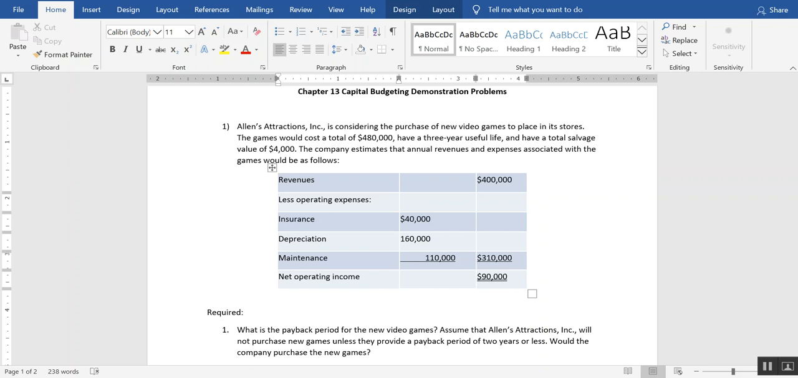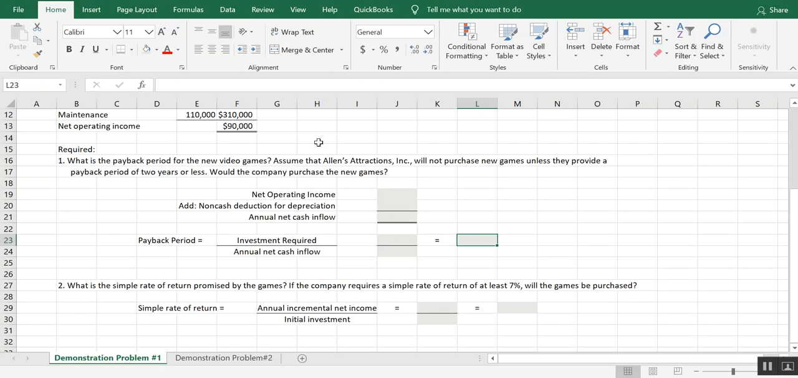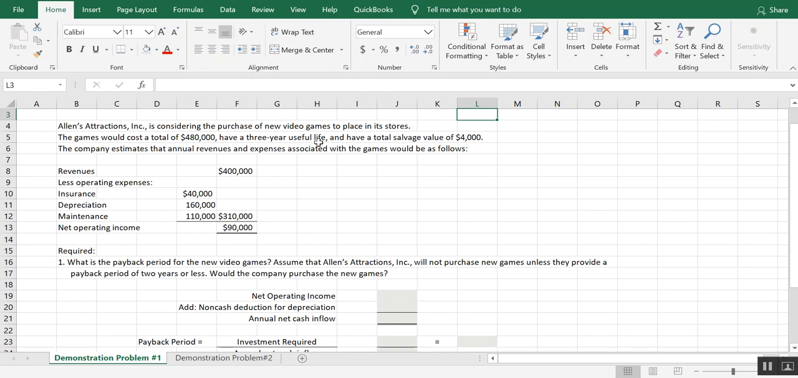And I'm just going to go right to the worksheet because I've incorporated all this in the worksheet already. So let's take a look at the first one. Allen's Attractions is considering the purchase of new video games to place in its stores. The games will cost a total of $480,000 and have a 3-year useful life and a total salvage value of $4,000. The company estimates the annual revenues and expenses associated with the games will be as follows. You have revenues of $400,000, and these expenses totaling $310,000, and a net operating income of $90,000.